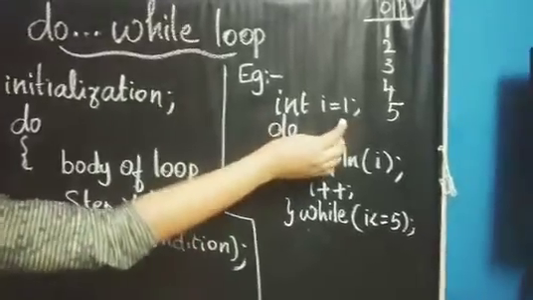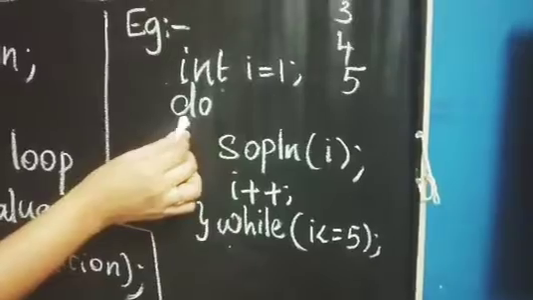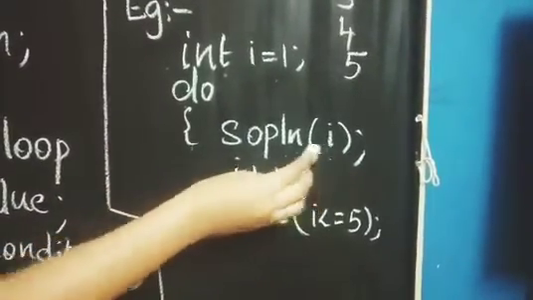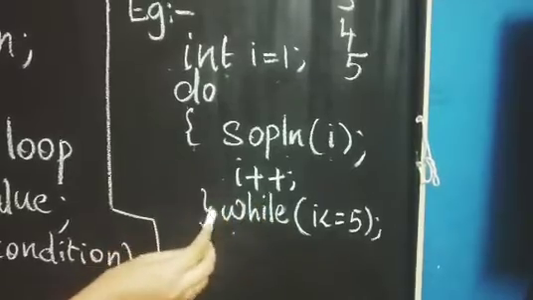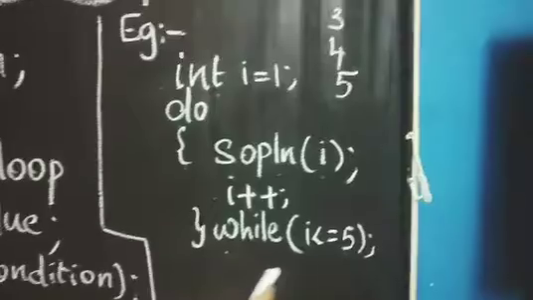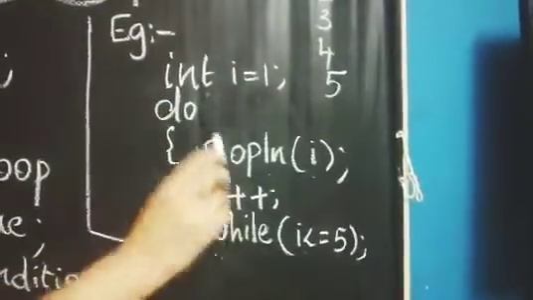int I is equal to 1. So that is initialization statement. Then do, block started, SOP ln of I, then I plus plus, block is closed, while I is less than or equal to 5. So until the I is less than or equal to 5, this do while loop executes.